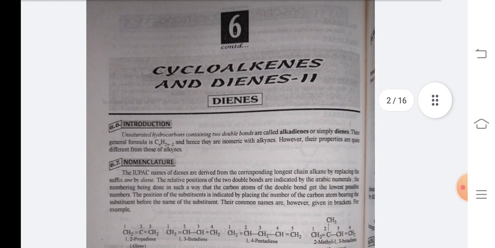Topic is dienes. Introduction. Unsaturated hydrocarbons containing two double bonds are called alkadienes or simply dienes. Their general formula is CnH2n-2 and hence they are isomeric with alkynes. However, their properties are quite different from those of alkynes.